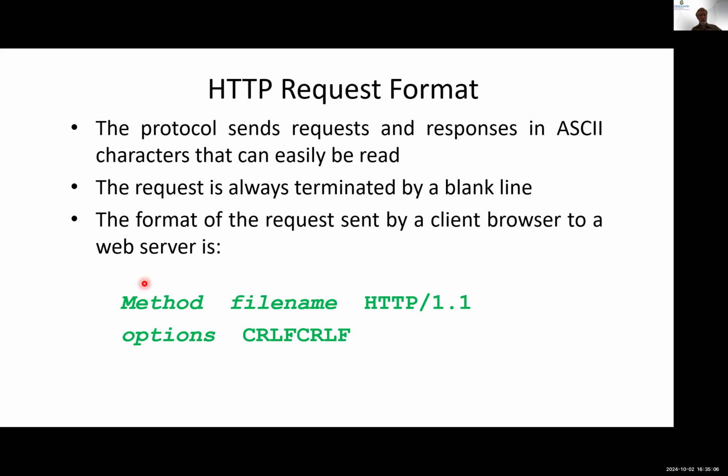But if you have a chance to look at it, each piece of information is separated by an enter, and it starts off with a method. We'll cover what that is. A file name, what are you trying to access? The HTTP version, HTTP/1.1, and then end of line, and then options. There may be multiple options, each one on a separate line, followed by a blank line, which is really just two returns. And after the blank line, then you've got the data.